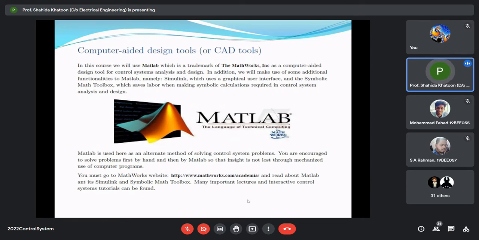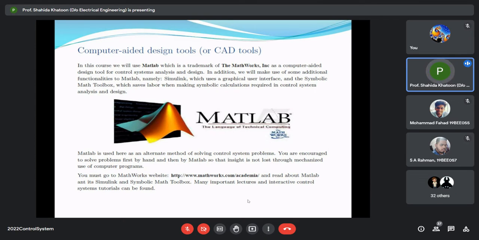These are computer-aided design tools, or CAD tools. In this course, we will use MATLAB, which is a trademark of MathWorks Inc., as a computer-aided design tool for control system analysis and design. In addition, we will make use of some additional functionalities of MATLAB, that is, Simulink, which uses a graphical user interface, and the Symbolic Math Toolbox, which saves labor when making the symbolic calculations required in control system analysis and design.